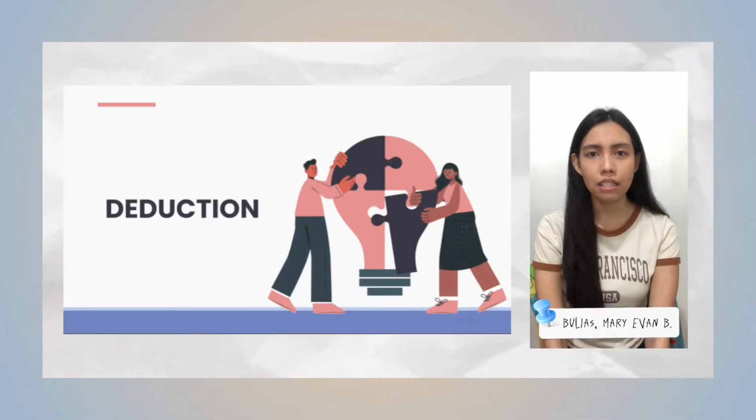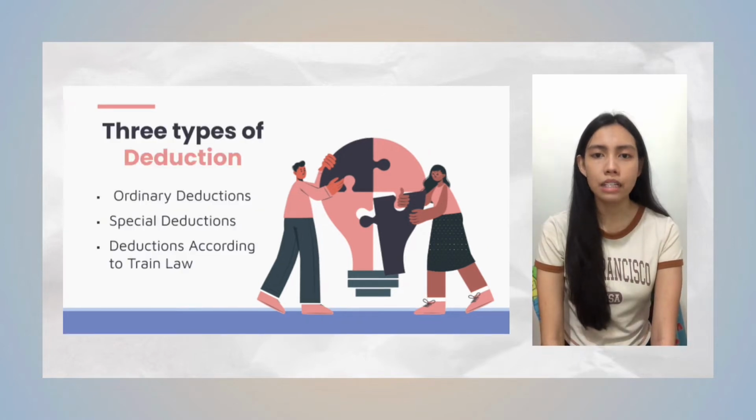Deduction is an expense that can be subtracted from a taxpayer's gross income in order to reduce the amount of income that is subject to taxation. So we have three types of deductions: ordinary deductions, special deductions, and deductions according to the law.